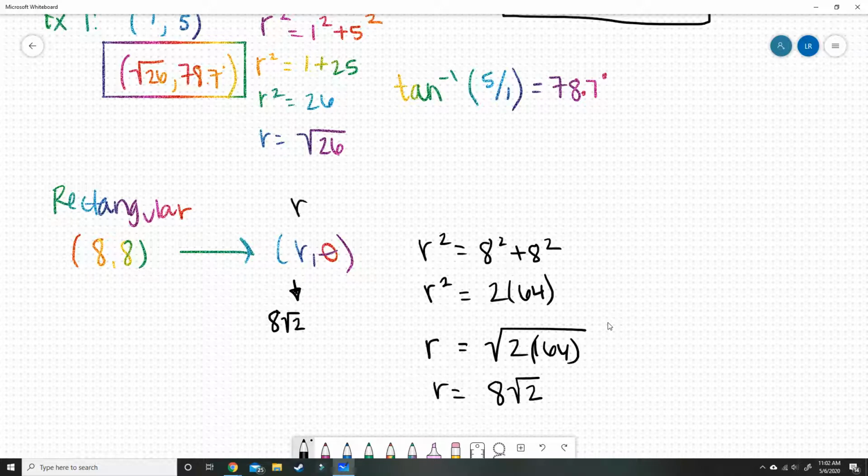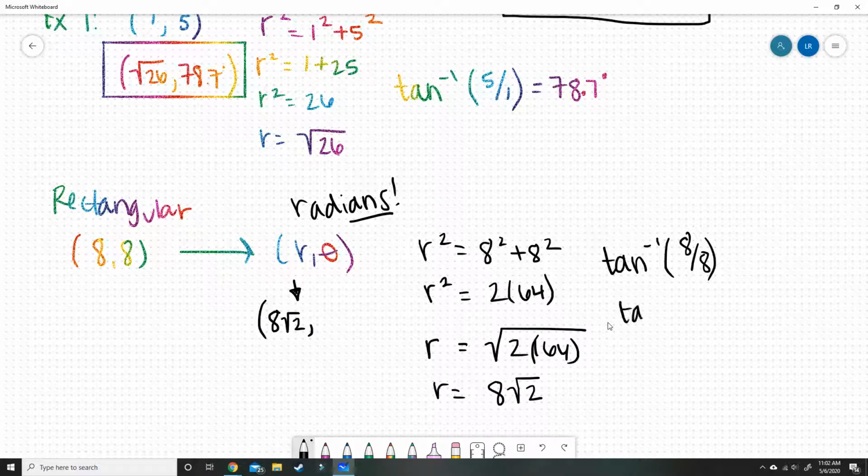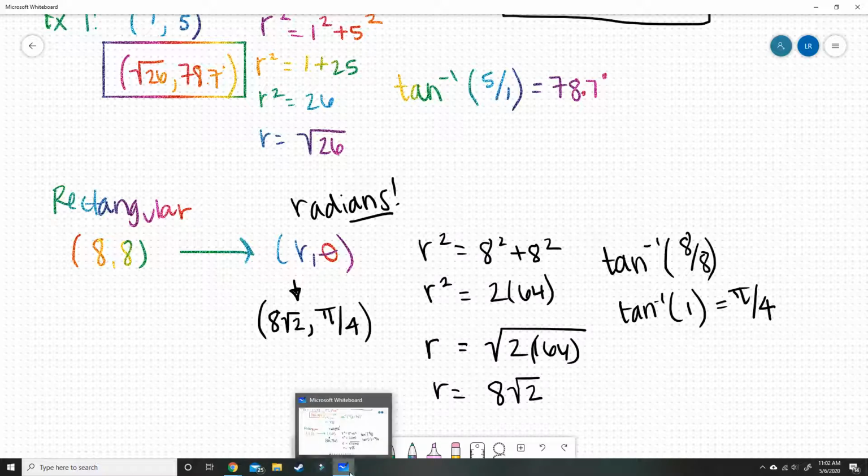And remember, we're doing this one in radians. We found our r. And now we want to find what is theta. And so we have to do the inverse tangent of 8 over 8. Well, 8 over 8 is 1. And the inverse tangent of 1 is pi over 4. And so that is going to be our angle in radians. So we have 8 root 2, and then we have pi over 4.